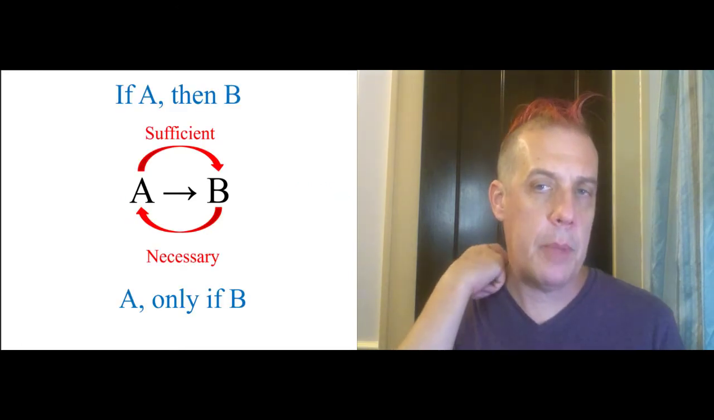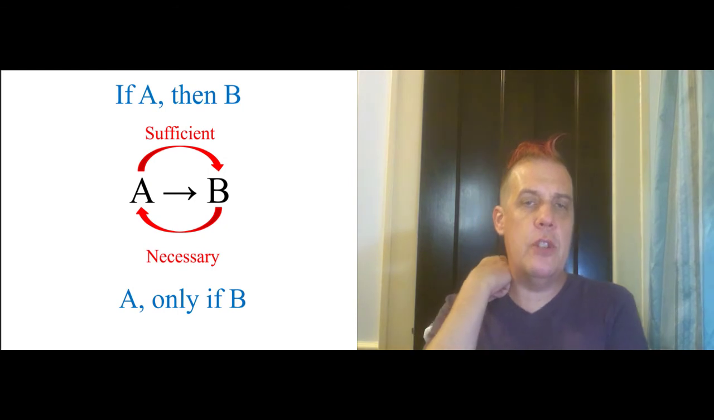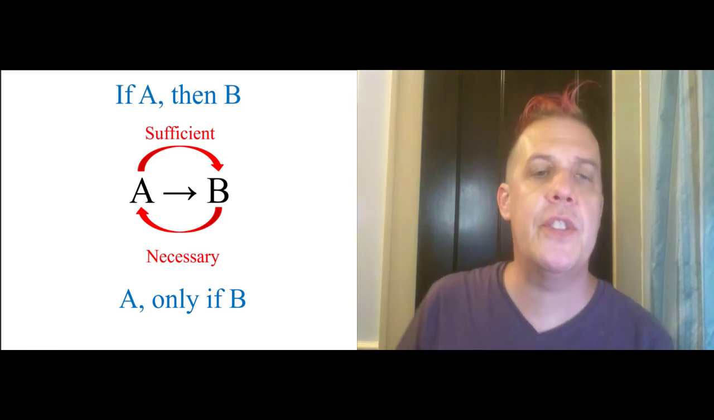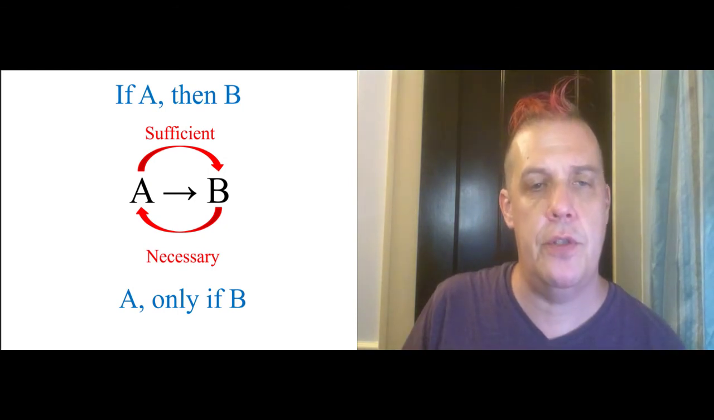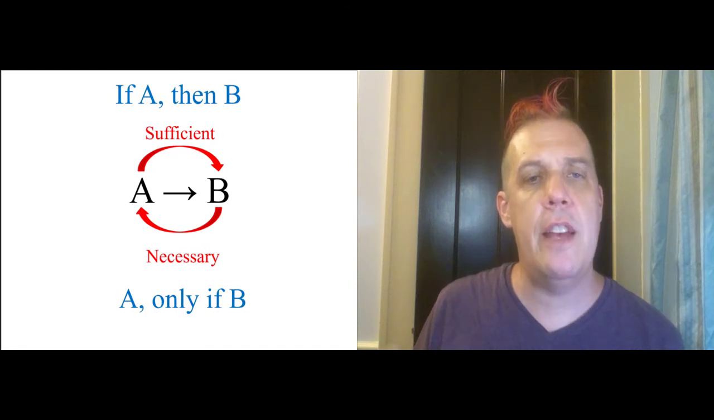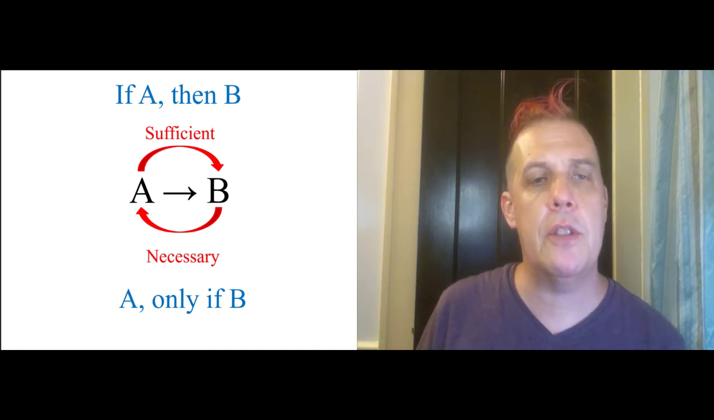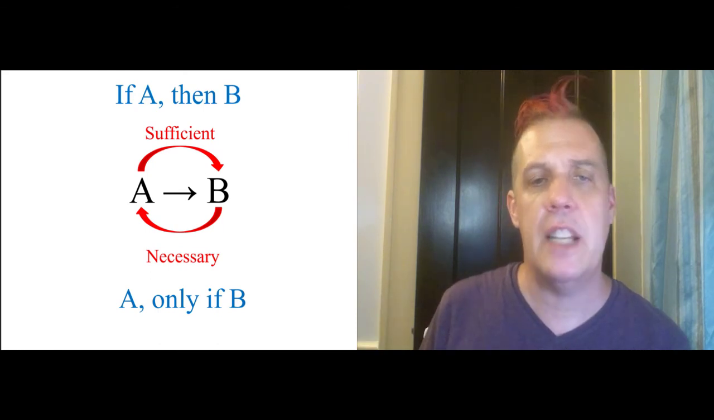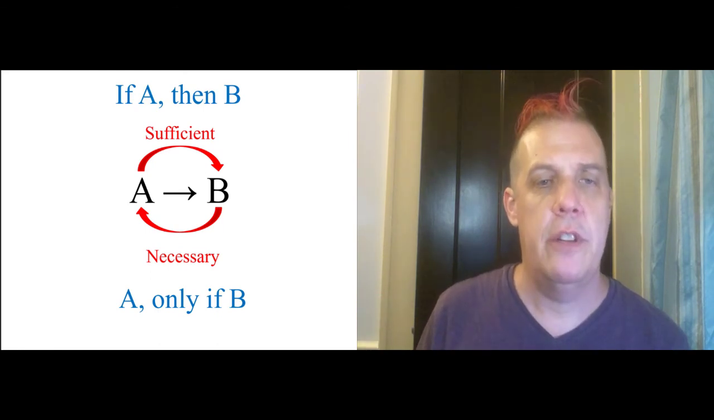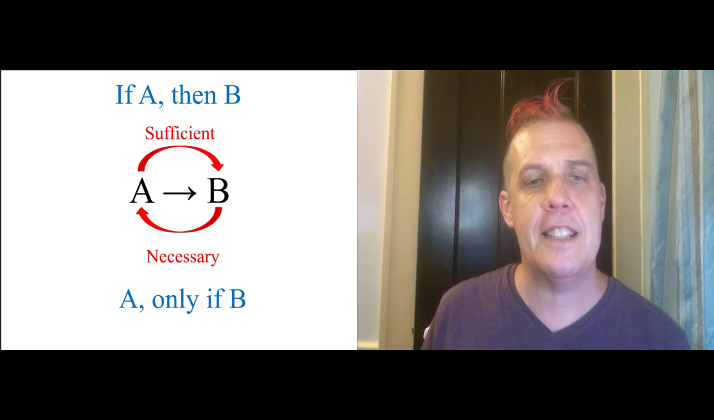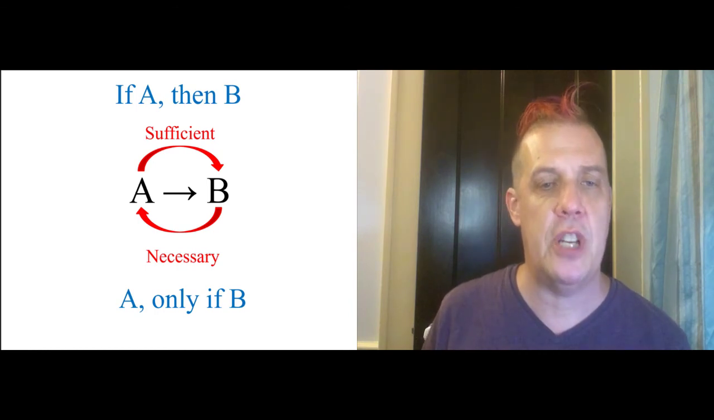Another way of thinking about this is to think about this in terms of what we call necessary and sufficient conditions. If A, then B is describing a sufficient condition. If you have A, you then have enough to get yourself a B. So it's like having 5 quarters and wanting to get a Snickers bar from the vending machine. 5 quarters is enough to get a Snickers bar from the vending machine.